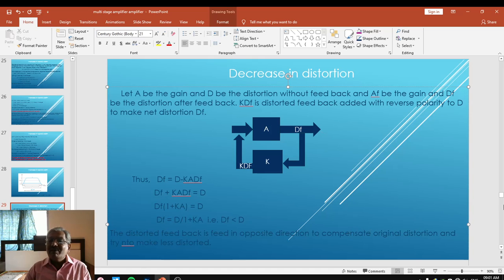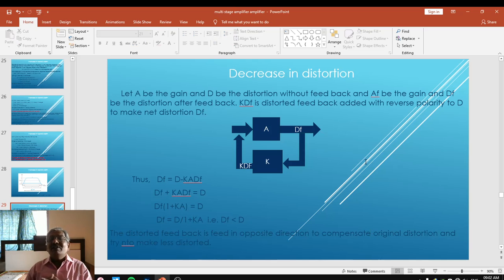Friends, the negative feedback is advantageous to say that there is a decrease in distortion. Any type of distortion, maybe it is a phase distortion, maybe it is a frequency distortion, or maybe it is an amplitude distortion. All these distortions are going to be reduced if we apply the negative feedback in the amplifier. The same we are going to prove here.